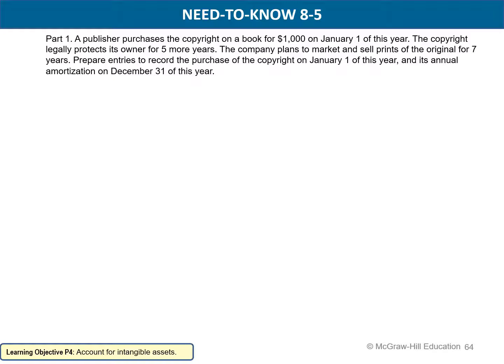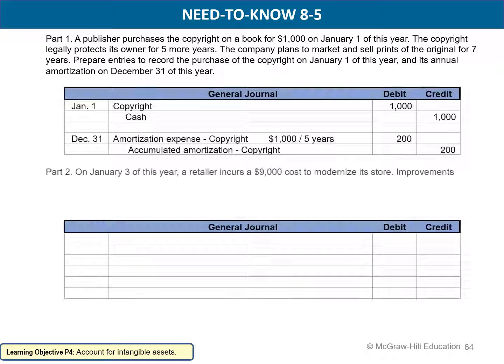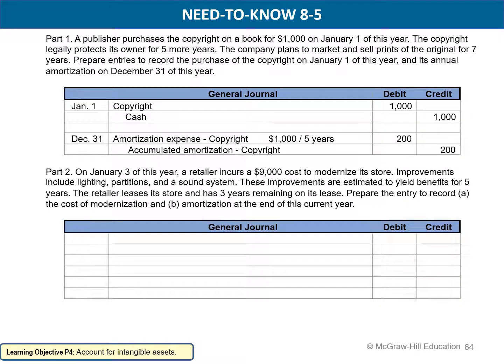A publisher purchases a copyright on a book for $1,000 on January 1st of the year. It protects the owner for 5 or more years. The company plans to market and sell prints of the original for 7 years. Prepare the entries to record the purchase of the copyright on January 1st. When we buy the copyright, we're going to debit copyright, intangible asset, and credit cash. They say it's going to protect the owners for at least 5 years, so we're going to use that estimate to compute our accumulated amortization on copyrights.